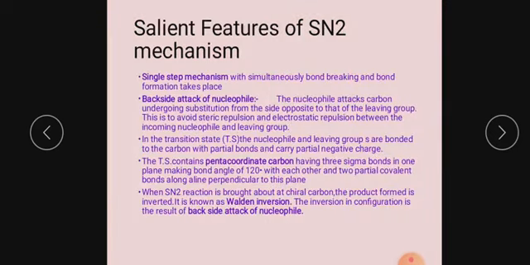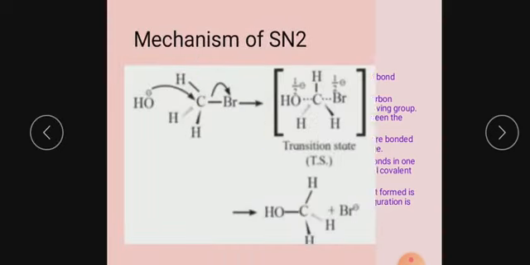Then next, when SN2 reaction is brought about at a chiral carbon, the product formed is inverted. It is the Walden inversion. जर ही SN reaction chiral कार्बनच्या प्रेझेन्समध्ये carry out केली.